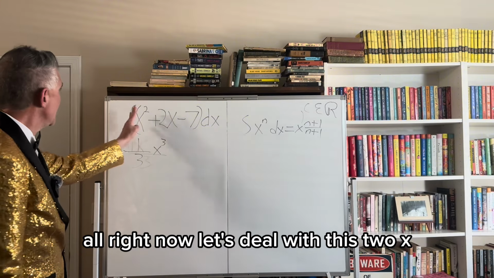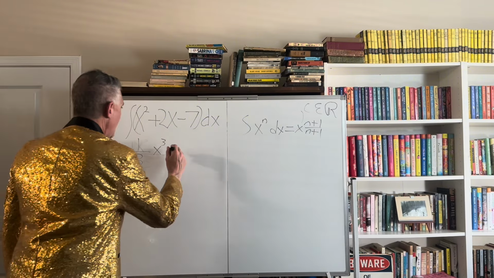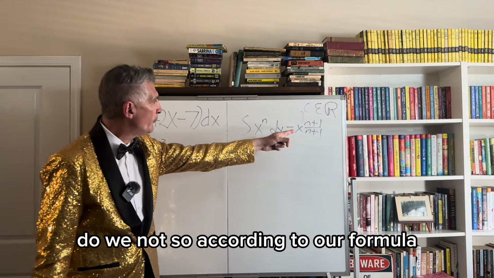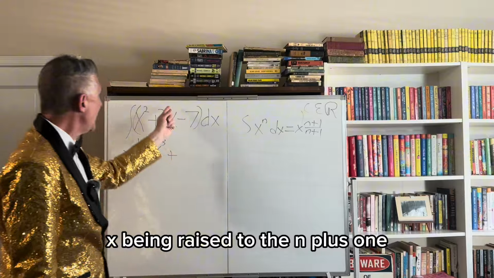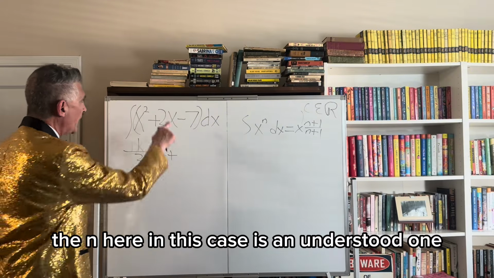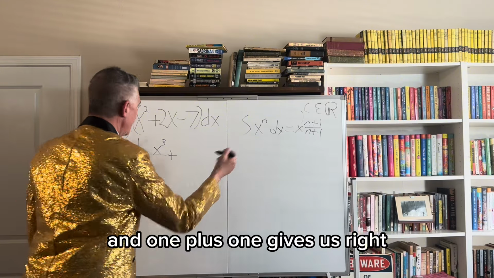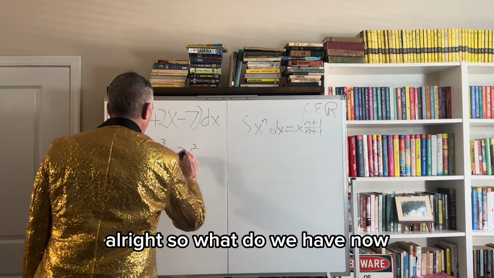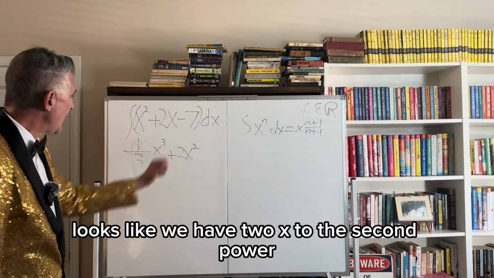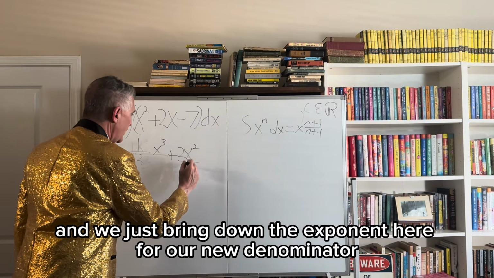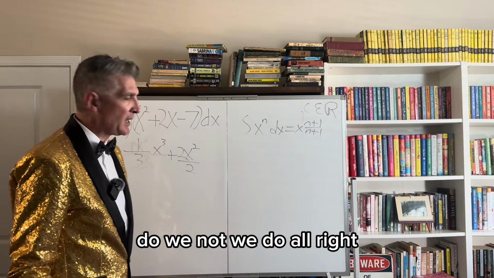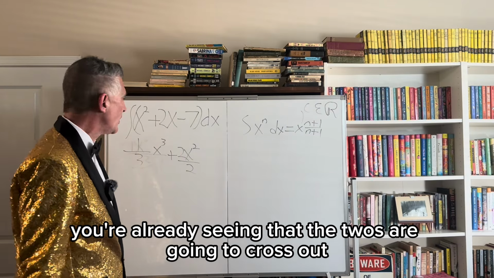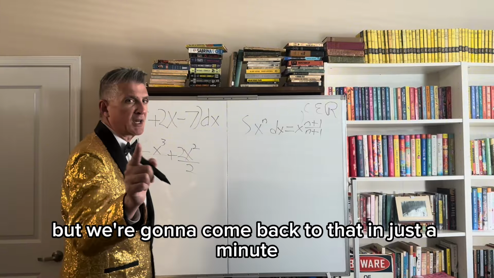All right. Now, let's deal with this 2x. Well, we know there's an implied 1 here, do we not? So according to our formula, x being raised to the n plus 1, the n here in this case is an understood 1, and 1 plus 1 gives us an x squared in our case. All right, so what do we have now? Looks like we have 2x to the second power, and we just bring down the exponent here for our new denominator, do we not? We do. All right, and I know as astute as you guys are, you're already seeing that the 2's are going to cross out, and they do. It'll give us 1, but we're going to come back to that in just a minute.